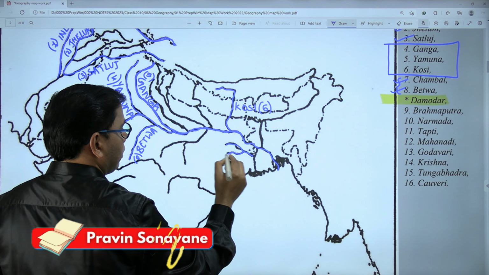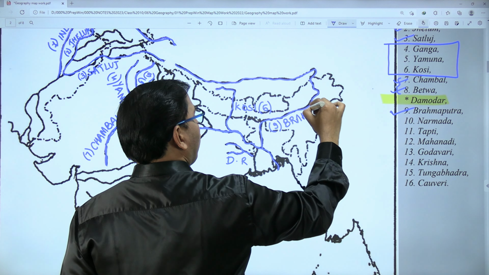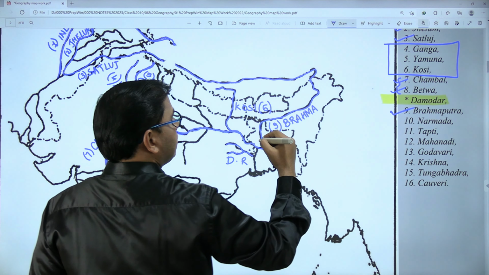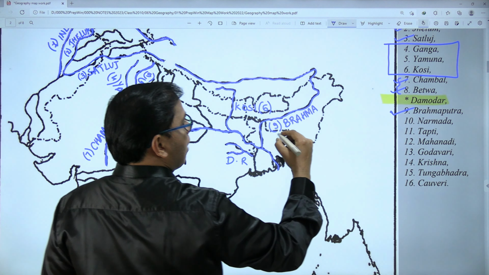Brahmaputra River. So it comes from here, outside India. When it is in Tibet or China, this river is called Sangpo. Then it comes here. So Brahmaputra River in India. So this you have to mark. And finally it comes and meets here. Right? So this river is the Brahmaputra River, 9th one. All in capital letters. This is what you have to follow when you write the names of rivers or any labeling in the map work. It has to be capital.